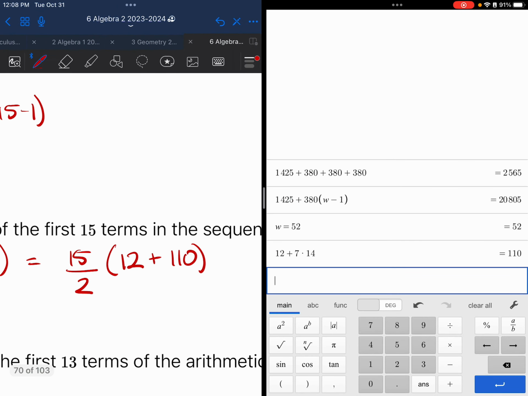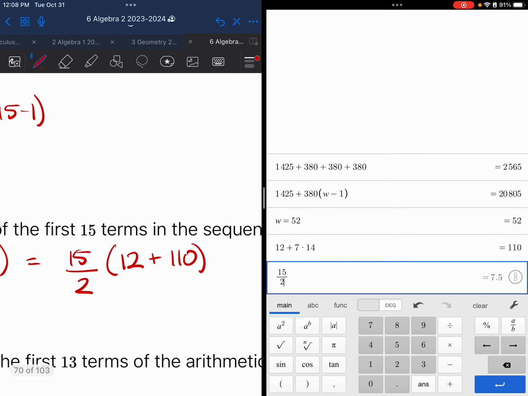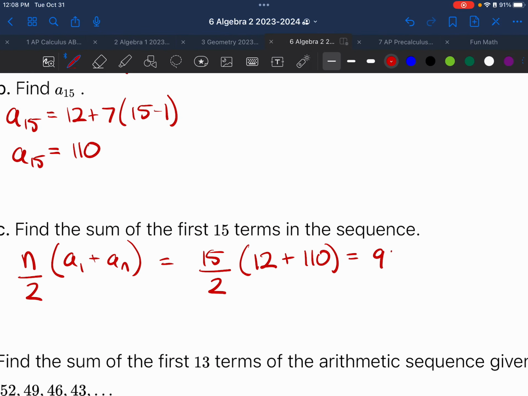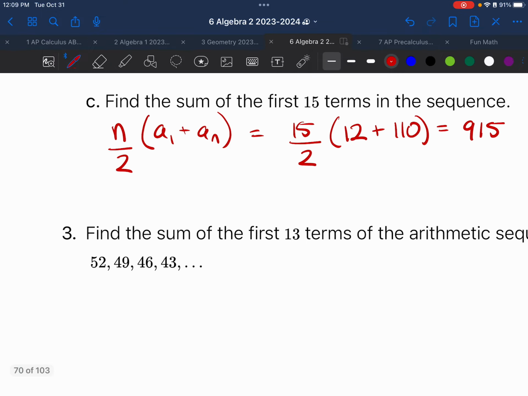What do we got here? This is going to be 15 over 2 times 12 plus 110, and you get 915. It's going to be equal to 915. So they all add up to 915. Nice. All right. Number 3.